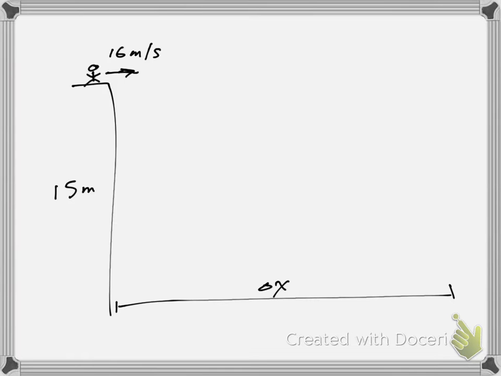We have 15 meters in the y direction. We have delta x in the x direction, 16 meters per second in the x direction. And of course, the only acceleration is vertical. And so nobody is in both x and y, and so there are no vectors that we need to resolve.